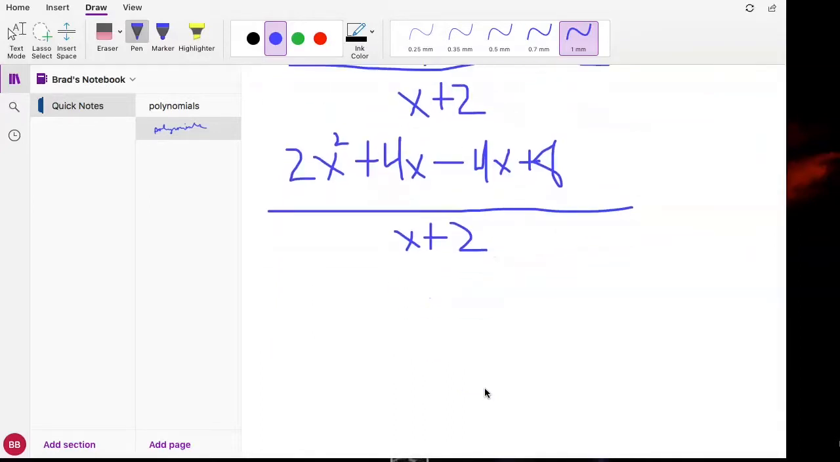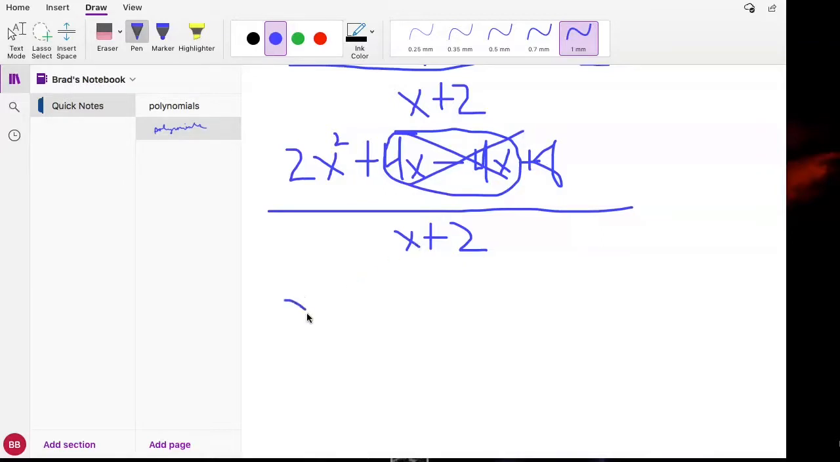All right, so now what do we do? As we look at this, we can see that we have 4x minus 4x in here. 4x and 4x are obviously the same value, so that equals 0, and we can just get rid of that. Then we're left with 2x squared plus 8 divided by x plus 2.